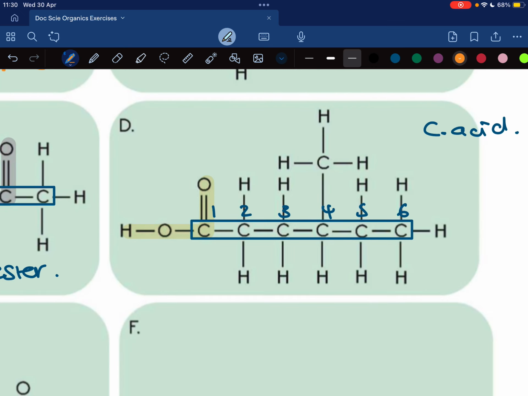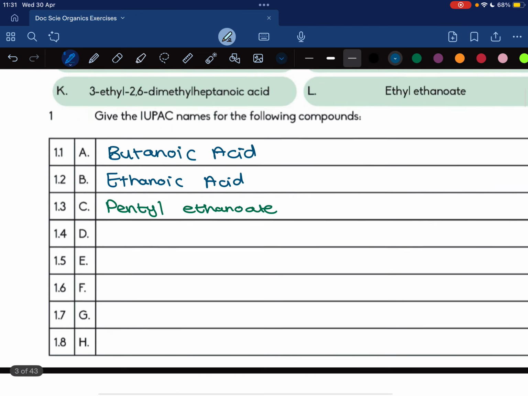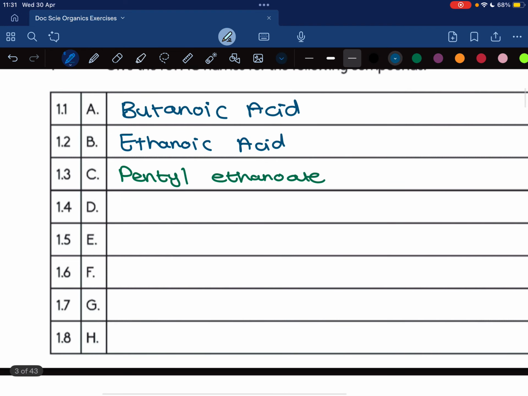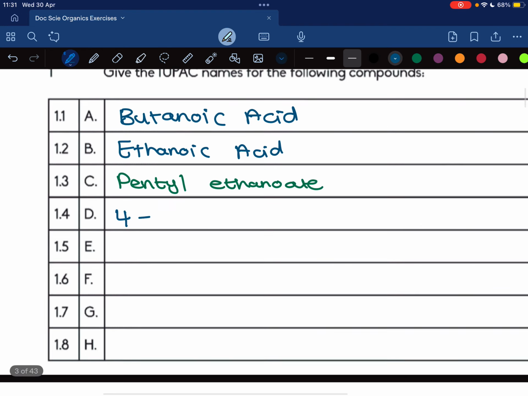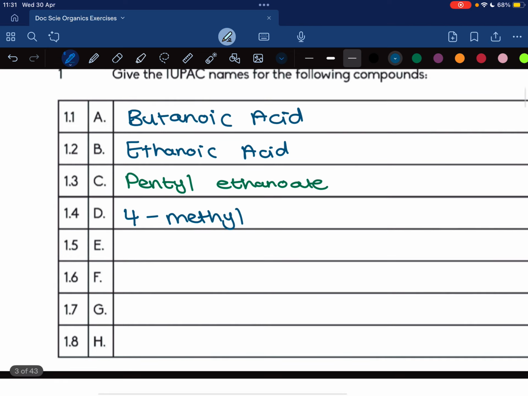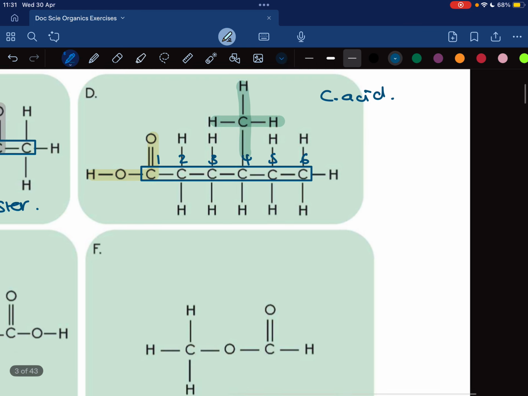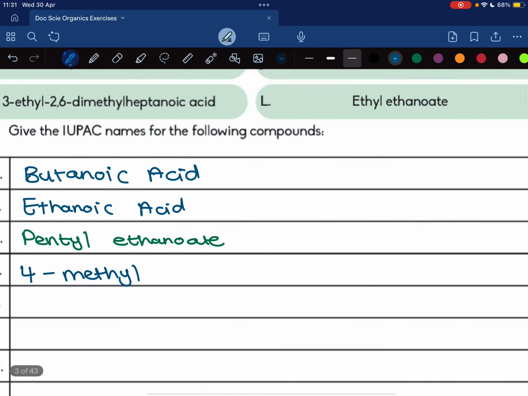So this methyl that's attached here is going to be on carbon 4, and we always name the substituent first. So we will start by saying 4-methyl, and now because there are 6 carbons in the longest chain, it will be hexanoic acid.